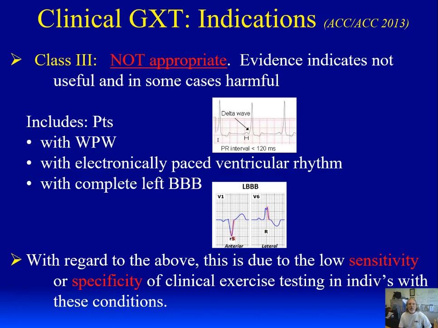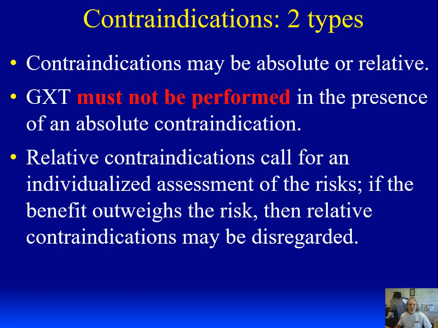Class 3, not appropriate. So the problem with certain arrhythmias, like WPW, Wolff-Parkinson-White, if they've got an electronically paced ventricular rhythm, or they've got bundle branch block, it's not going to give a true test result. So there's low sensitivity and specificity, and we'll talk about those.